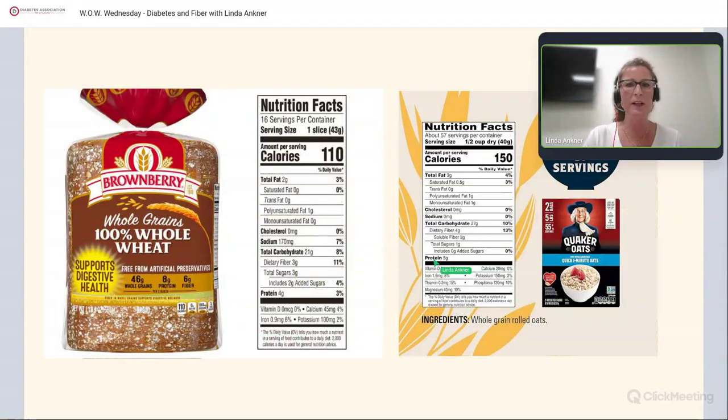Looking over here at your Quaker oats, this is showing 4 grams of fiber per serving. And then you can see up here at the top, a serving size for this particular item is going to be 1 cup of dry oats. So 1 cup of dry oats is going to give you 4 grams of dietary fiber. This particular food item also has it broken down into your soluble fiber. So you can see that.